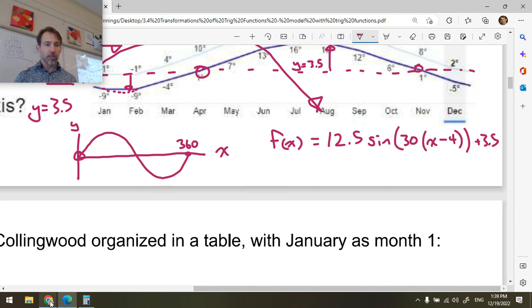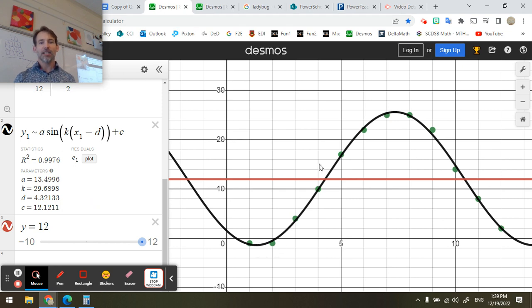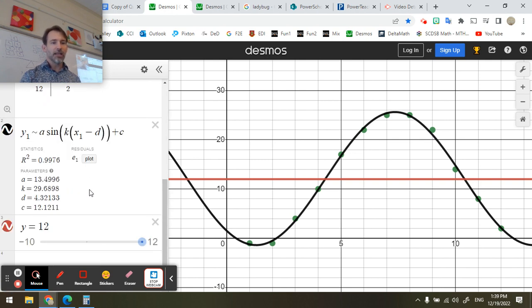Now, let's take a look here at what I got in Desmos for us. These are the high temperatures, all right? And they're based on this table. Let's go ahead and input the function we just created. F of x is equal to 12.5 multiplied by sine, bracket 30, bracket, x minus 4, end bracket, plus 3.5. There we go. Look at that. It looks really good, right?